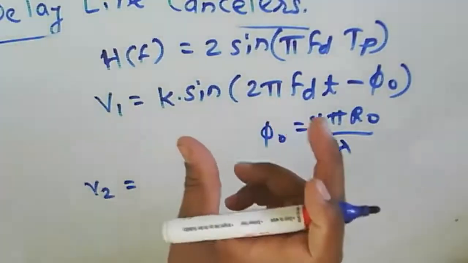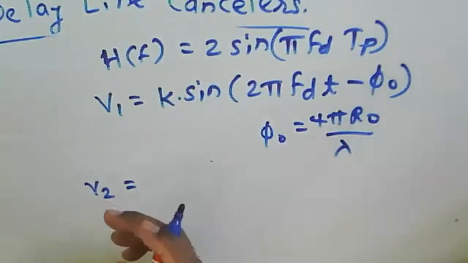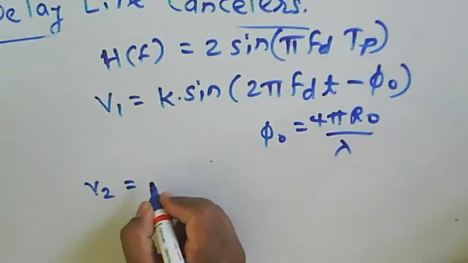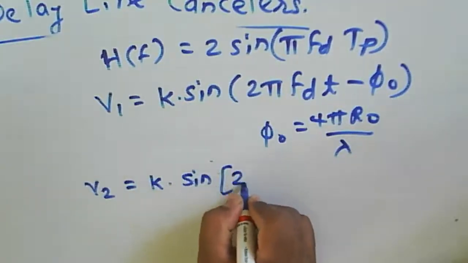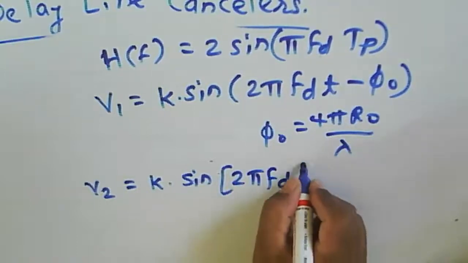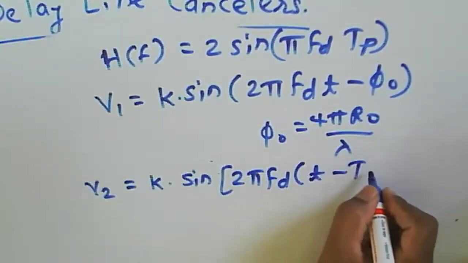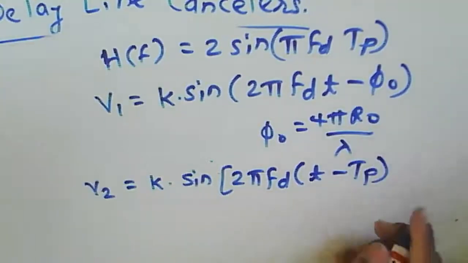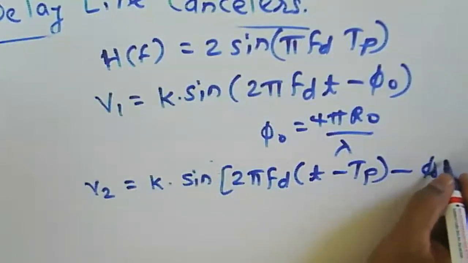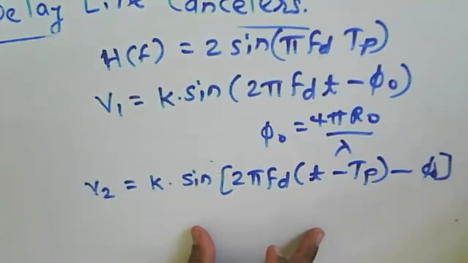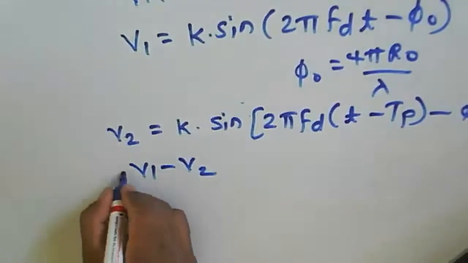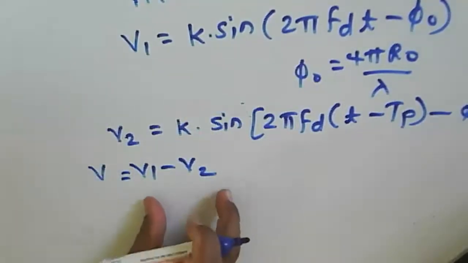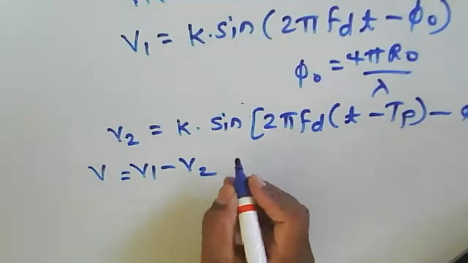If that signal is delayed by a pulse repetition interval, T p, we get k, and your equation is the same. Only the change is that instead of twice pi f d t, there will be t minus T p, a delay with respect to the pulse repetition interval. Now if you solve this equation, after the subtractor, what are we getting? V1 minus V2. So V is equal to V1 minus V2, after subtraction.